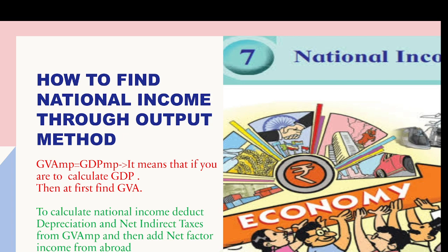Means GVA MP minus NIT, minus depreciation, and then you will also add NFIA to get the national income. This is a very important formula. If you have seen the formula in the book also, this type of formula has been given.